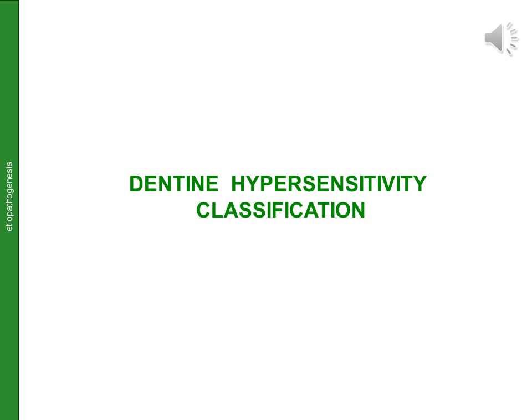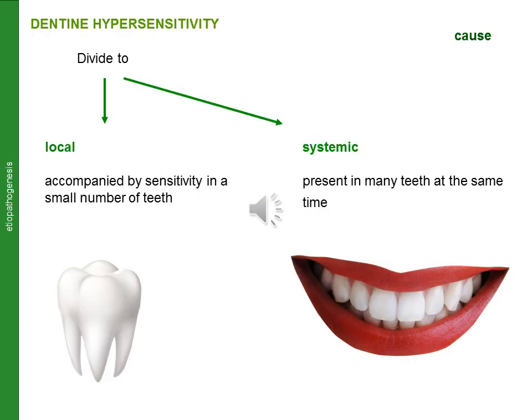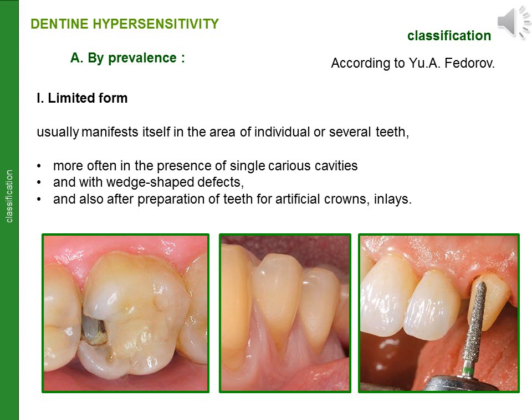Dentin hypersensitivity classification. Dentin hypersensitivity we can divide into local and systemic. Local, accompanied by sensitivity in a small number of teeth. Systemic, present in many teeth at the same time. Dental hypersensitivity classification according to further groups.